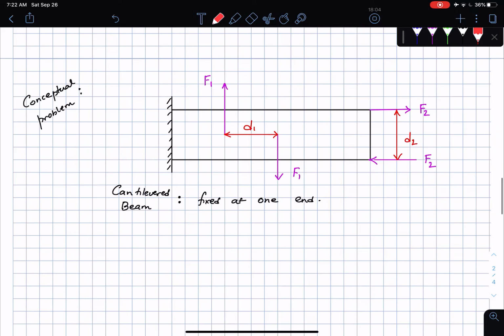Then my aim is, what is the resultant couple moment due to these forces? So find the resultant couple moment.